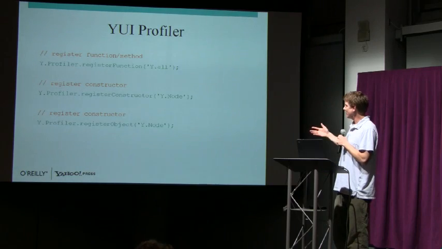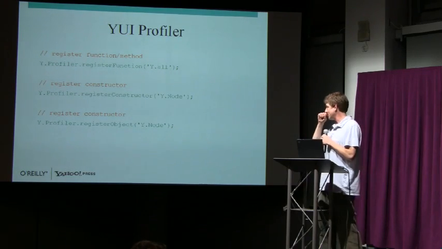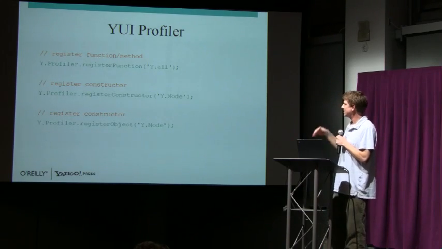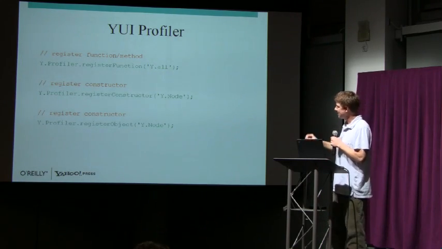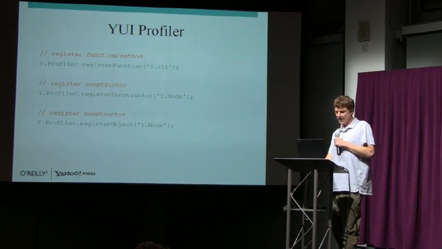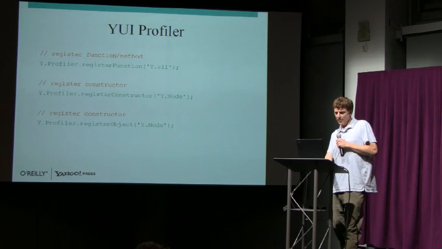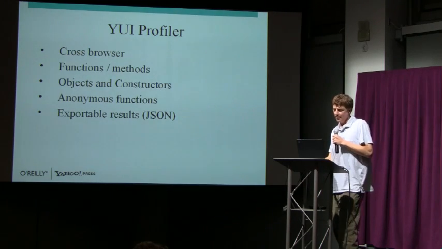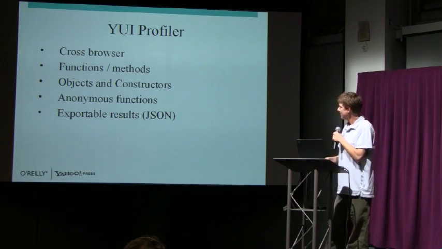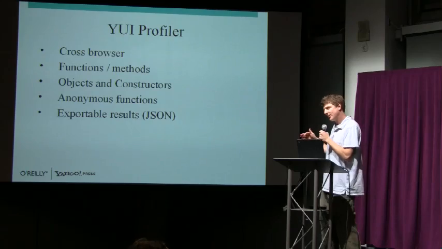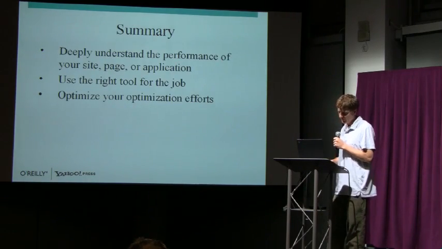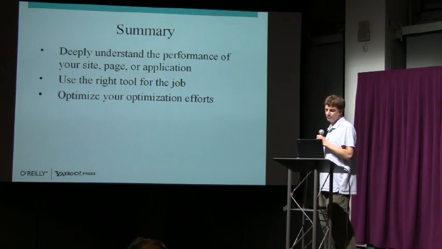So then you could also, if you had a static object, in this case not Y.Node, but say Y.DOM or some other singleton style object, just register that whole object, and it will instrument every method on that object for profiling. And it gives you an exportable result set as well, in this case JSON format. Additionally, you can profile anonymous functions, which can be a bit of a challenge, although they do require manual instrumentation.